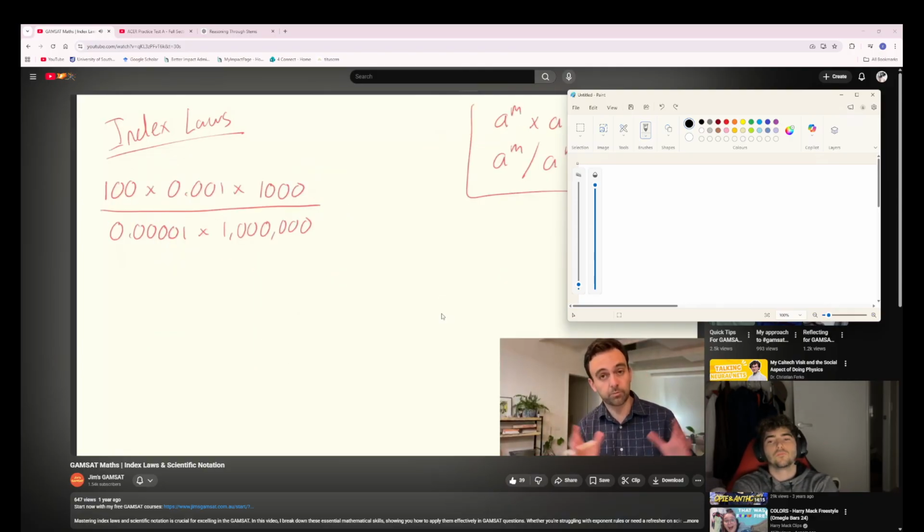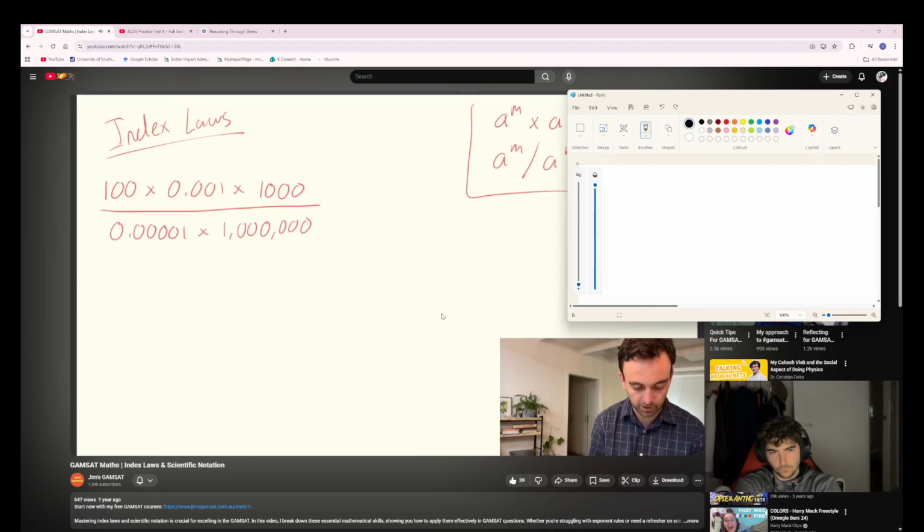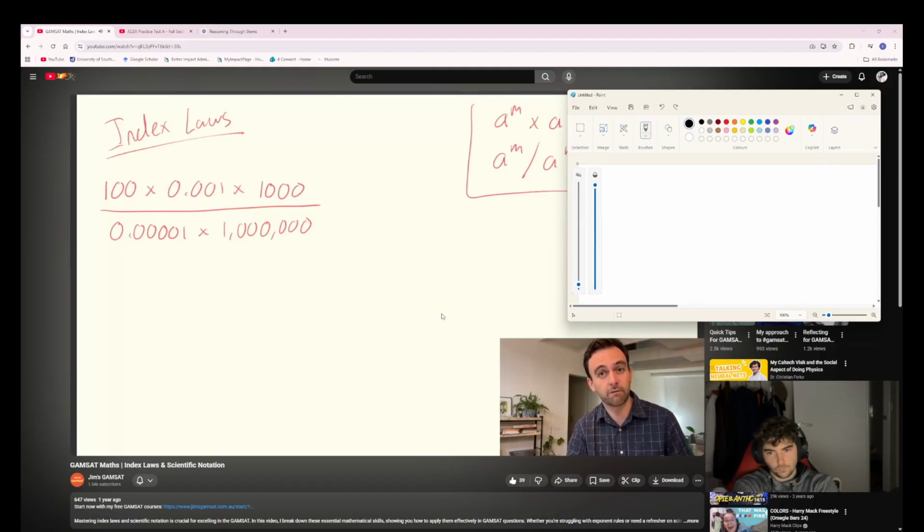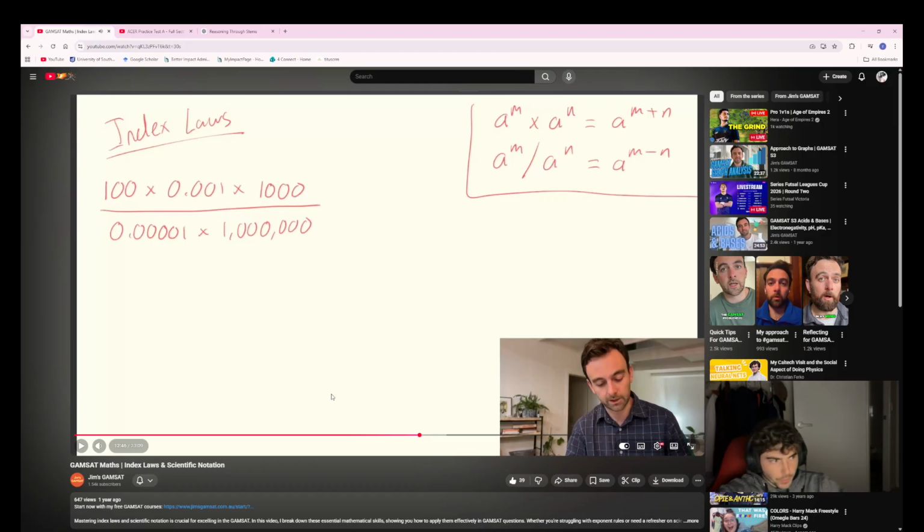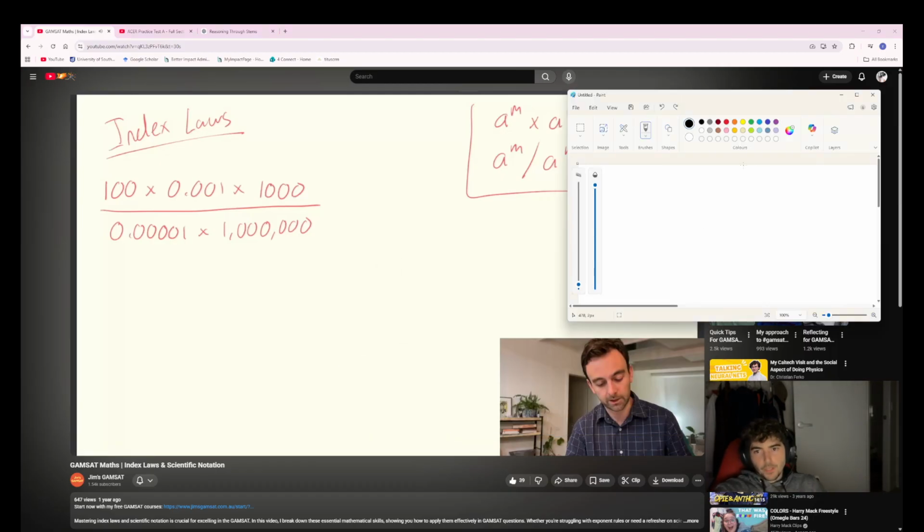Okay, now let's bring these two things together. So we've got quite a complicated looking sum here, but I'll show you how you can very quickly solve this using index laws. So I'll just kind of rush through these. If you can't quite convert these to scientific notation that fast yet, don't worry, you will get there really quickly. Let's have a go. So what do we do?